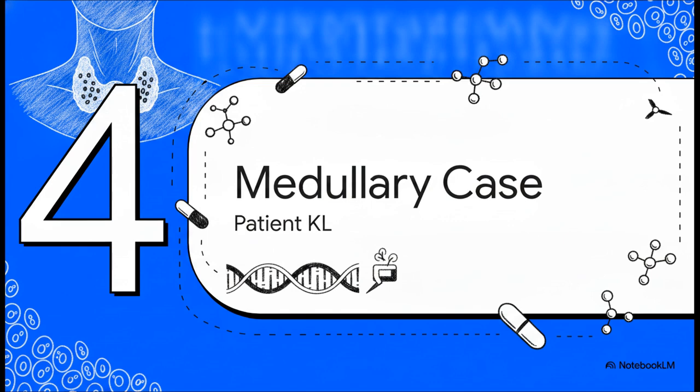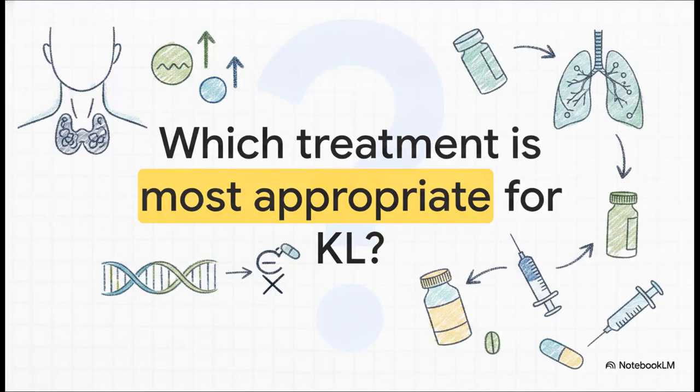Time for a medullary thyroid carcinoma case. Meet patient KL. He's a 55-year-old man, status post total thyroidectomy, and his pathology showed medullary thyroid carcinoma. He had a 2.2 centimeter primary lesion and multiple positive lymph nodes in his bilateral neck. He was on surveillance for about 3 years, but his calcitonin levels just kept creeping up, and imaging confirmed new metastatic disease in his lungs.